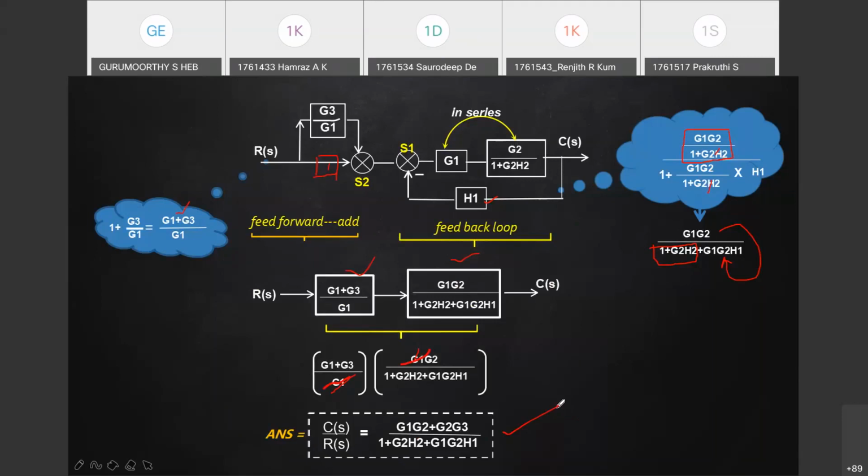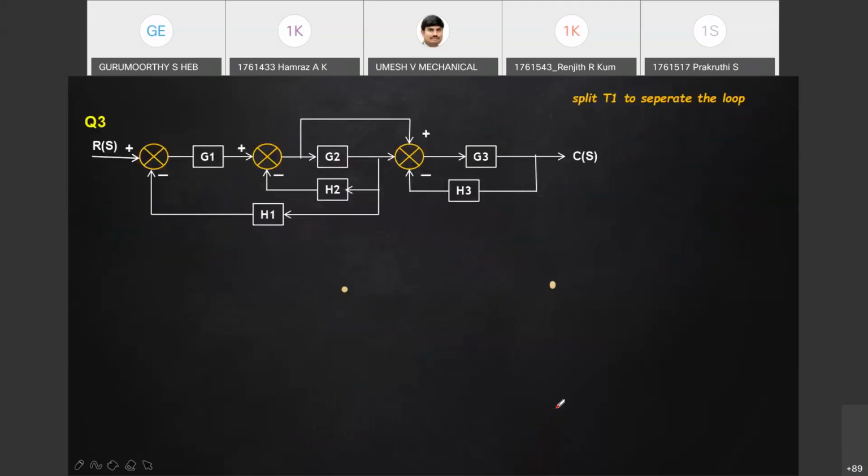I have taken 2 simple problems. And Umesh sir, what is the time? 9:36, sir. We can stop it. Yeah, I can give this problem. Let them start doing.